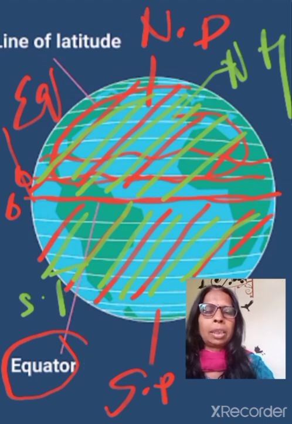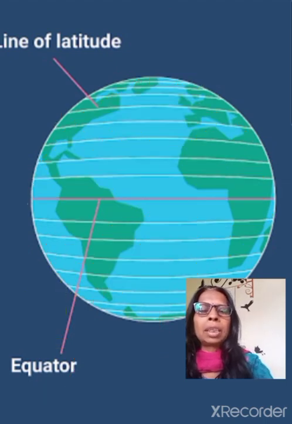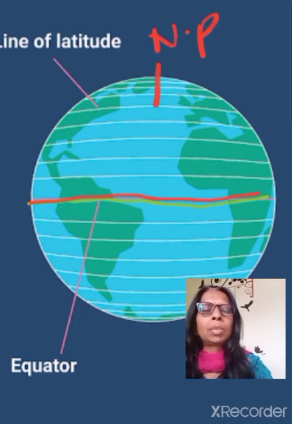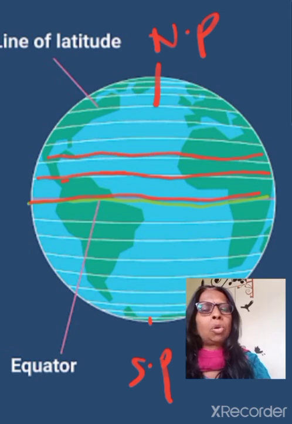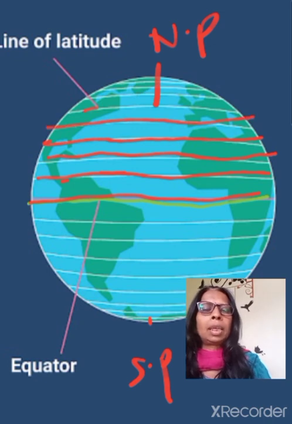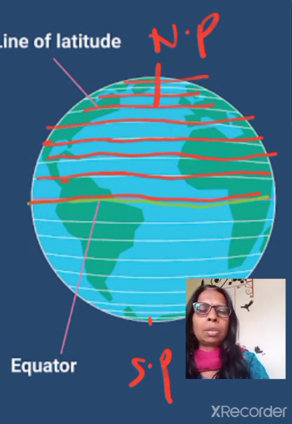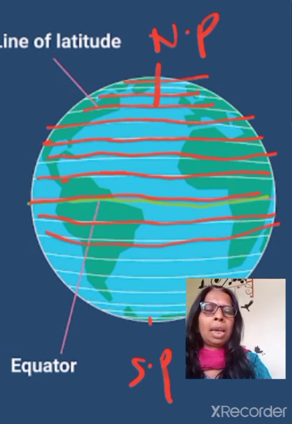So this equator divides the earth into two halves, that is north and south. This is the north pole and this is the south pole. Now there are imaginary lines running parallel to the equator, literally parallel, at the same distance. The lines don't meet each other. So the lines which run parallel to the equator are called the lines of parallels, or the lines of latitudes.